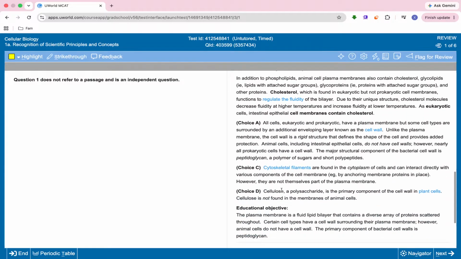Are you serious? I could have sworn that was part of the cytoskeletal that's like embedded in the membrane. Oh my god.